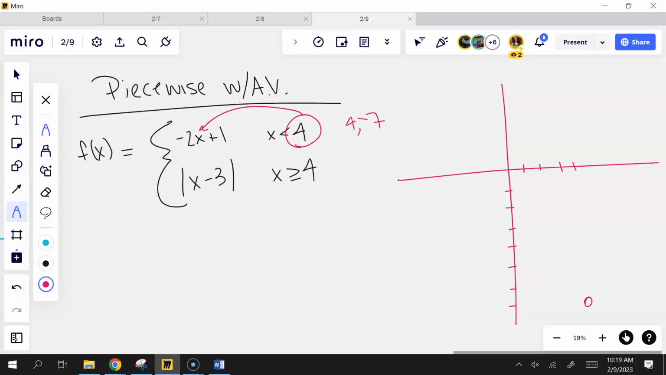I need another point. What's a good x to pick for that first one? 3. Why 3? It's less than 4. That's exactly right. So I need one that's less than 4. So 3 is less than 4, so I pick 3. I'm plugging in. What do you get? Plug it in the first one. So -2 times 3 would be -6 plus 1, -5, right? All right, so 3.